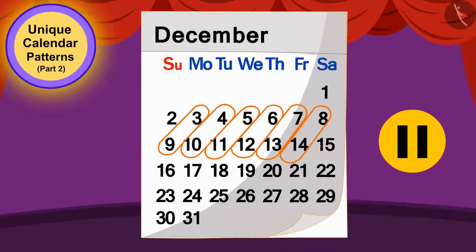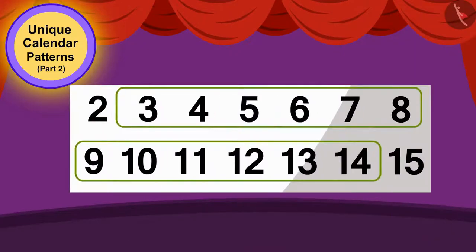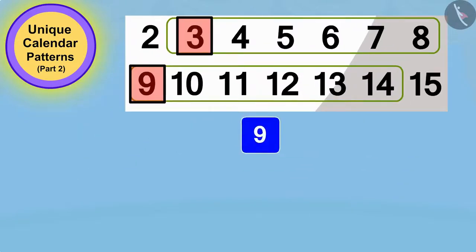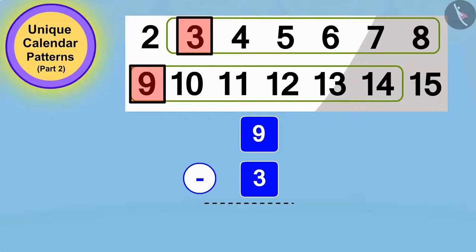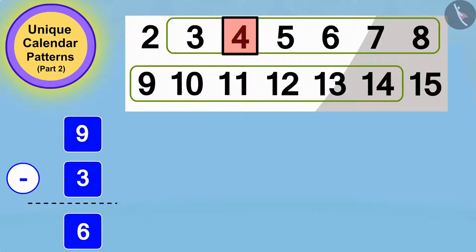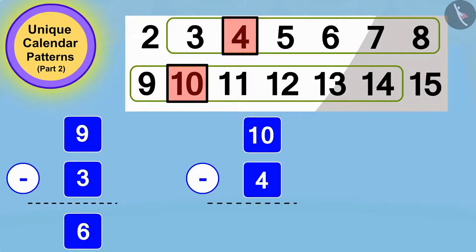If we look closely, we will find that there is a pattern in these diagonal numbers. Let's see. First, we will look at the group of 3 and 9. Children, if we subtract 3 from 9, how much will it be? Absolutely correct! 6. Now, if we see the next pair of numbers, 4 and 10, then, oh, what is this? After subtracting 4 out of 10, once again, 6 is left.